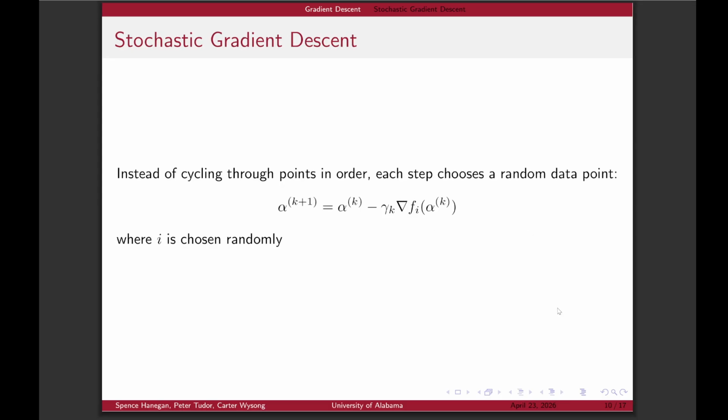Now on to stochastic gradient descent. Instead of cycling through points in order, each step chooses a random data point from that array factor that was mentioned earlier. A random point in the array factor is chosen, and then the gradient and the cost at that point is found. And then from there, the positions and the weights that it needs are updated. This function has the gradient of f sub i, i being the randomly chosen element, and has the same function as the normal full batch gradient descent.